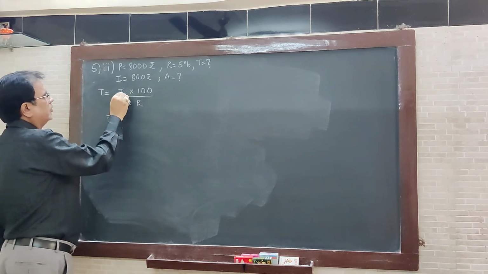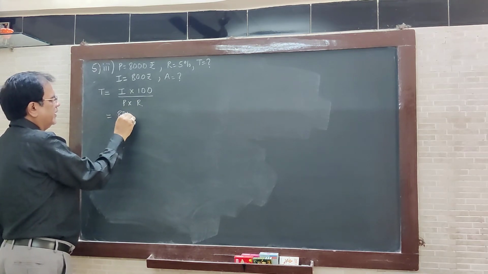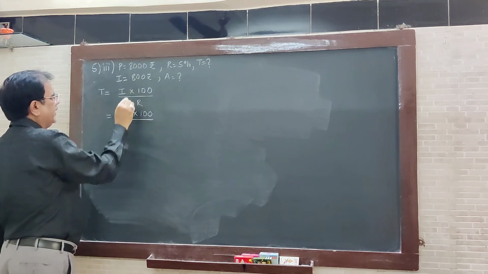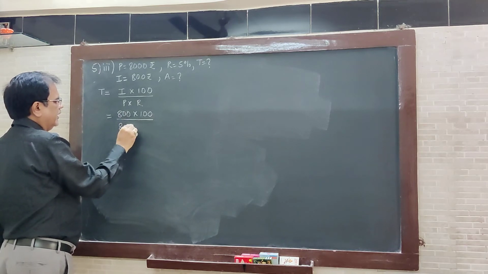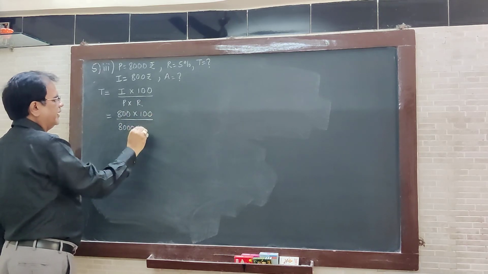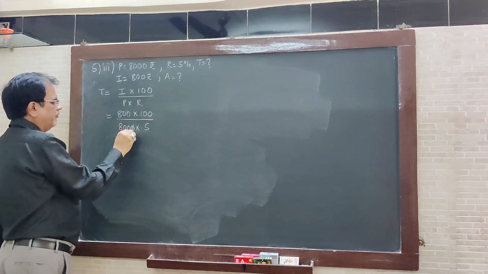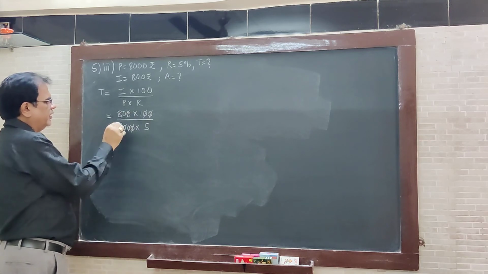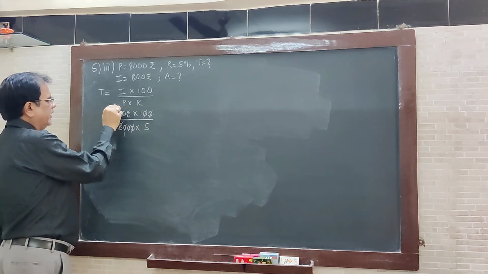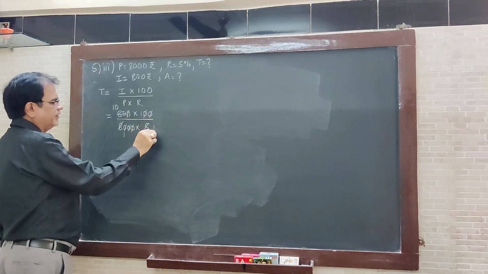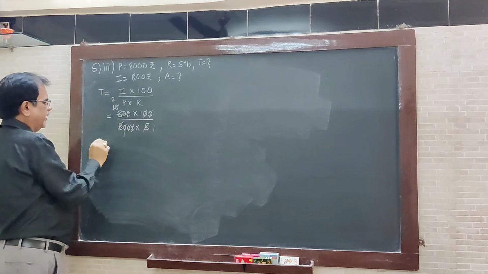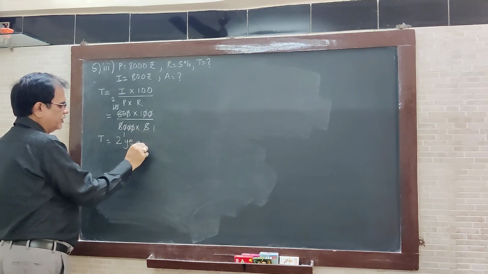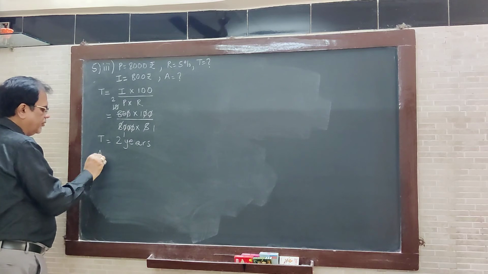So this is equal to, how much is I given? 800 multiplied by 100 upon P. P is 8,000 multiplied by rate of interest 5. 1, 2, 3 zeros. 1, 2, 3 zeros. Okay. 8 ones are 8. 8 tens are 80. 5 ones are 5. 5 twos are 10. So number of years is equal to how much? 2 years.